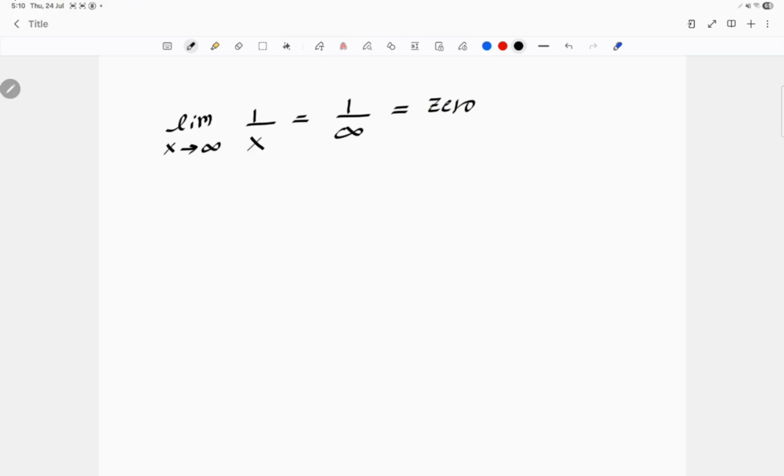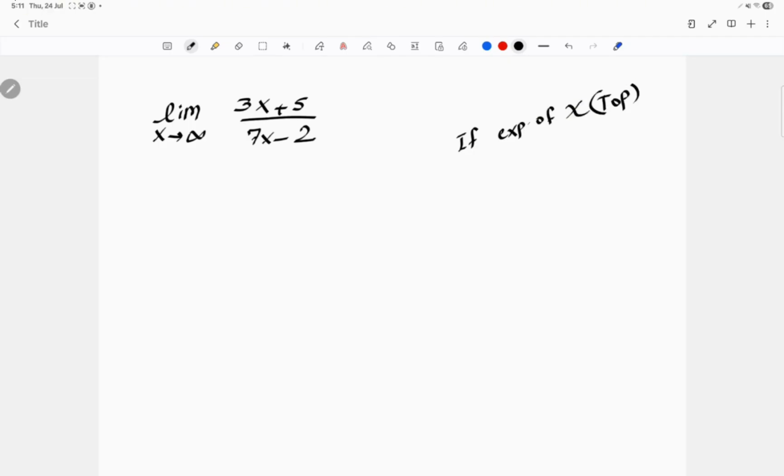So the answer is 0. That's it. It's that simple. What if I want to find the limit of x approaching negative infinity? Replace the x with negative infinity, I still get 0. It's that simple.